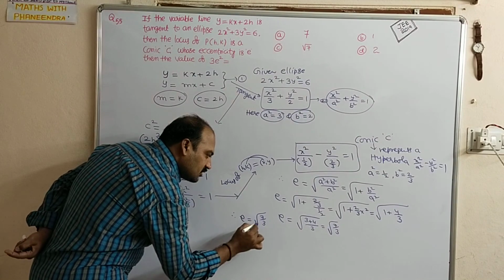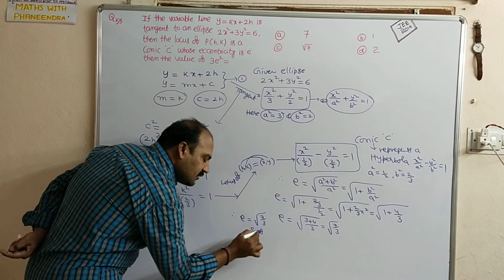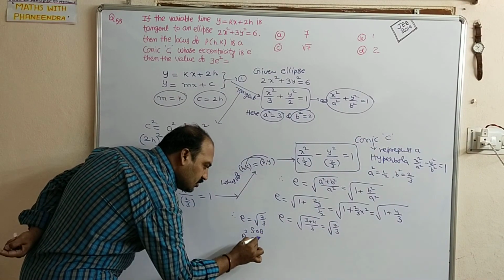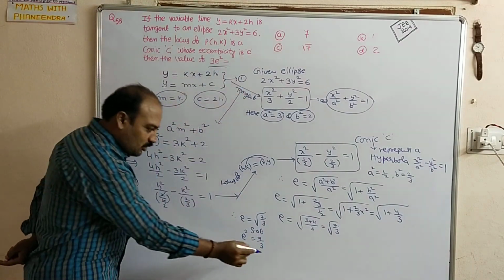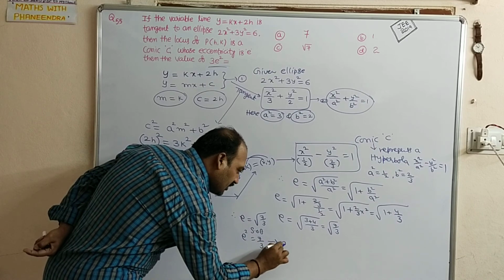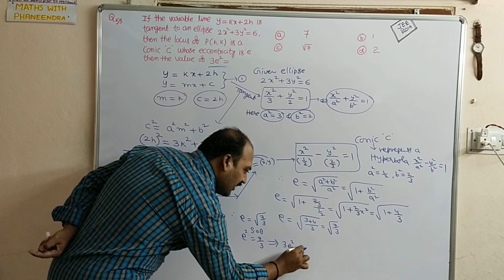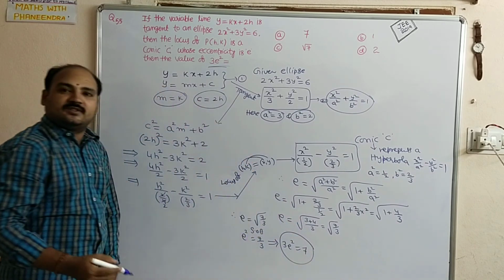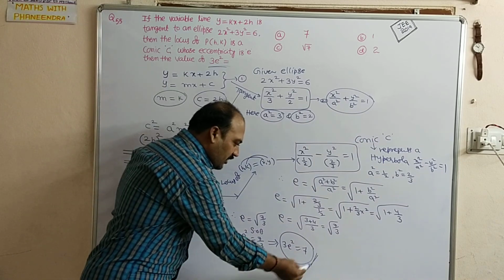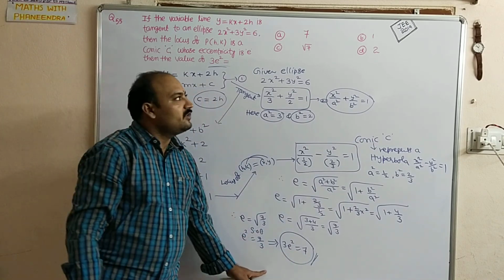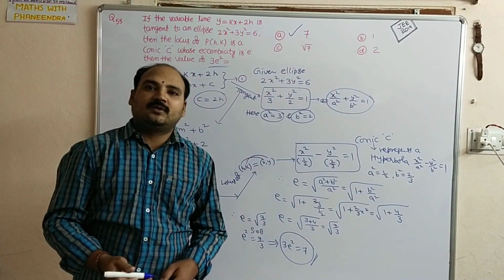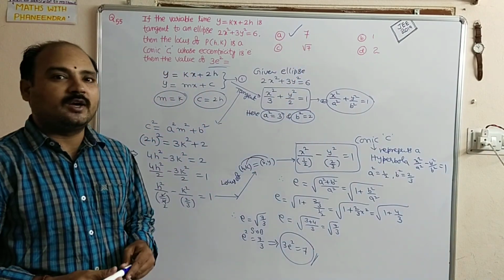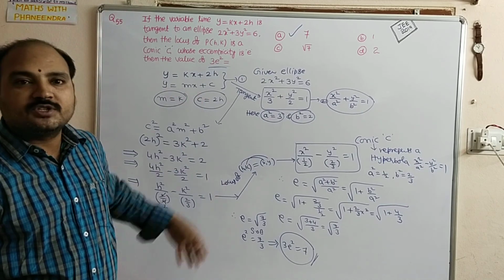Now, squaring on both sides, E square is equal to 7 by 3. But the question is asking the 3E square value. So cross multiply simply. So 3E square is equal to 7, which is the required answer. 3E square value is 7, which is there in the first option. This is the way you have to do these types of JEE questions.